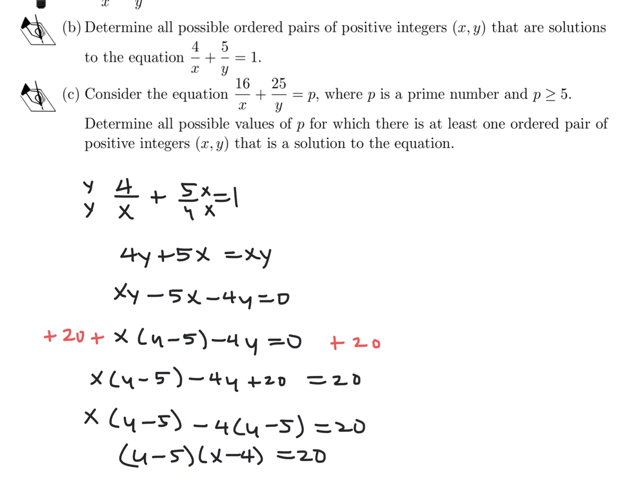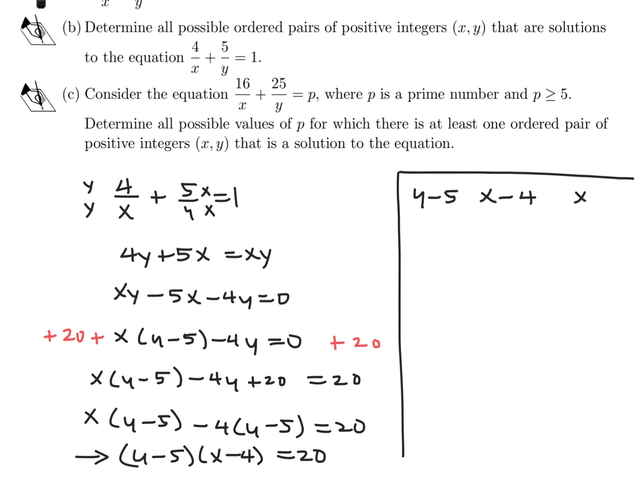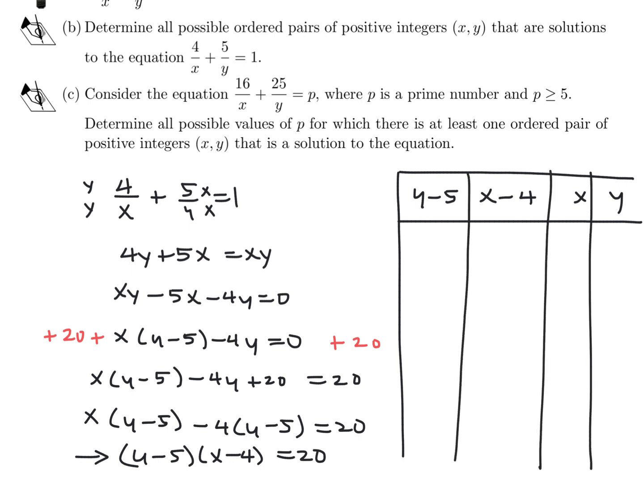So as you can see with that fancy algebra, you get a very nice end result: two factors that multiplied together are equal to 20. Correct? Yeah. So then let's make a little table. We have y minus 5, we have x minus 4, then we have x and y. So what are the possibilities? Well, two numbers that multiply to 20. So it could be 1 and 20, 20 and 1, 2 and 10, 10 and 2, 4 and 5, 5 and 4. And remember, they're positive integers. I think that's it. And then you solve for this.